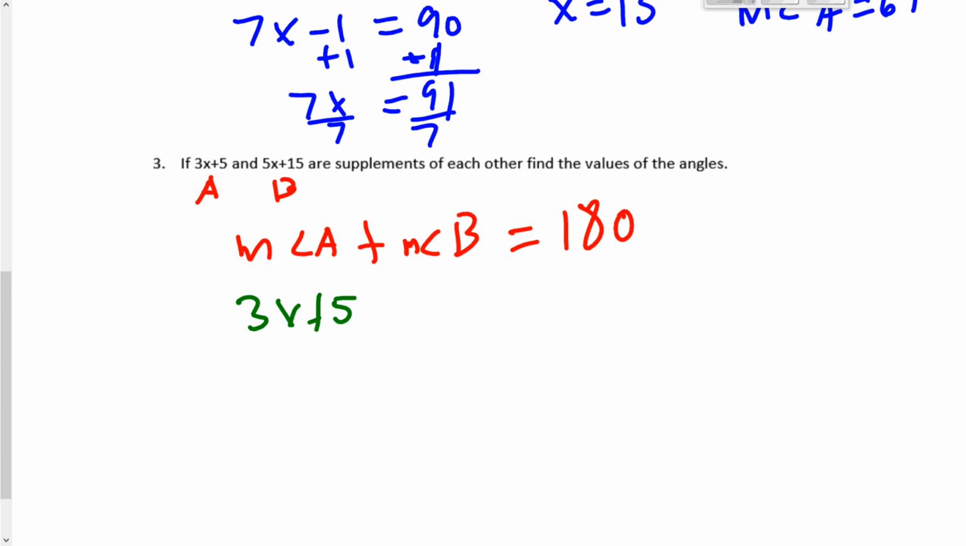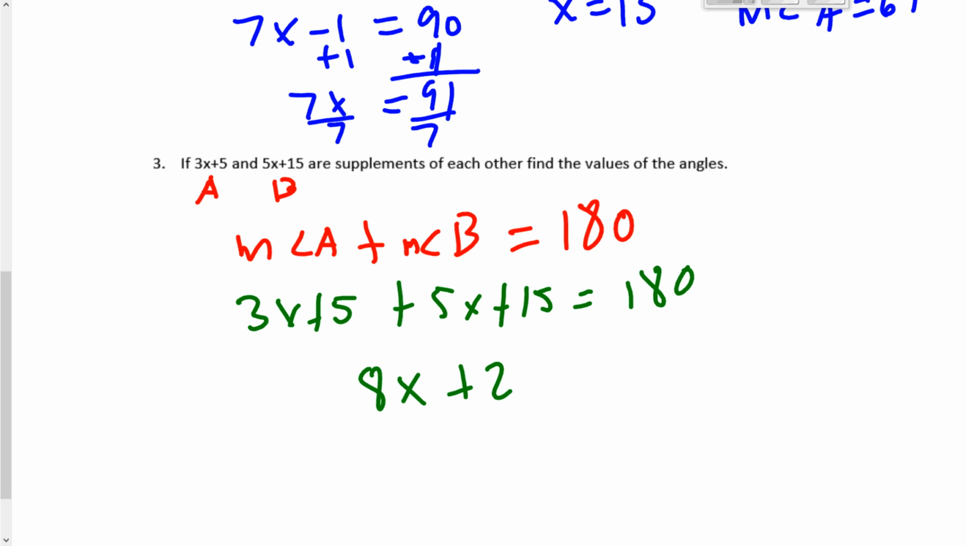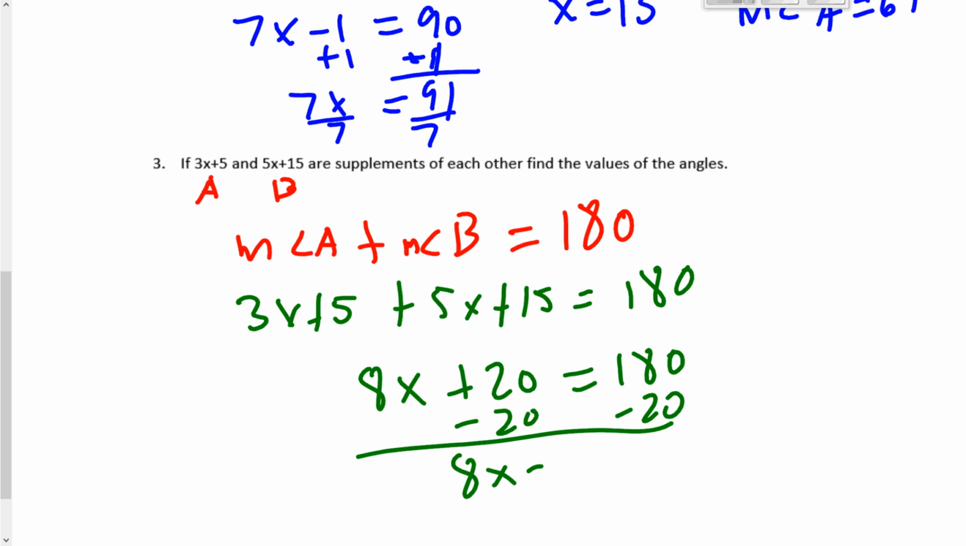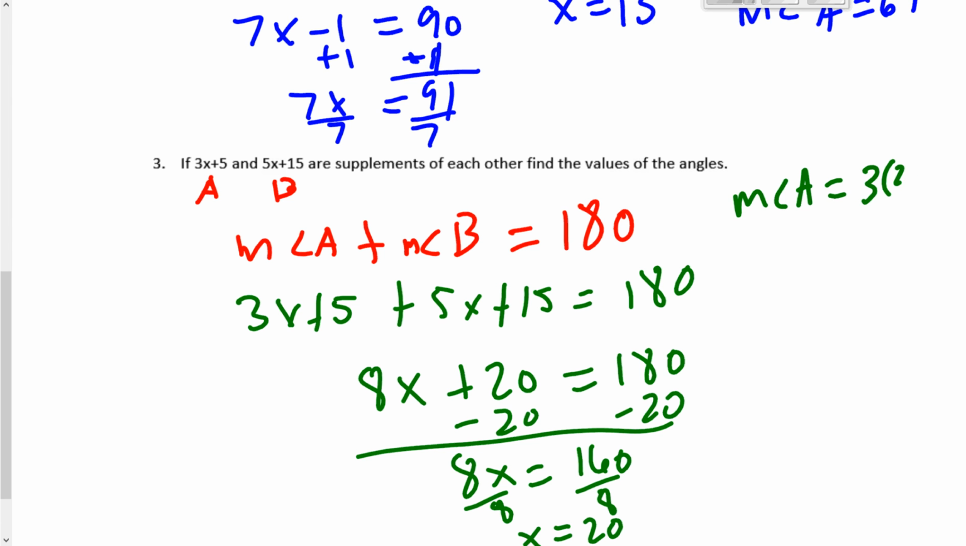3x plus 5 plus 5x plus 15 equals 180. Add our x's, we get 8x. Add our regular numbers, we get 20 equals 180. We can subtract 20 on both sides, so we get 8x is equal to 160, divided by 8, x equals 20. Then we can plug it back in. Measure of angle A is equal to 3 times 20 plus 5, so that's 65.